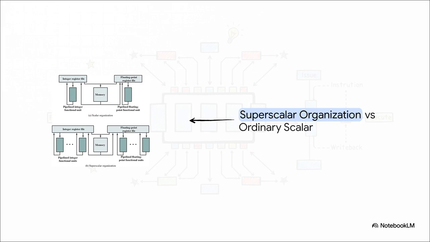If you check out the top organization, a traditional scalar setup has a single pipeline functional unit for integer operations and one for floating point operations. It's essentially one single assembly line. Now contrast that with the bottom. A superscalar organization literally duplicates these functional units. It's exactly like a factory manager deciding, hey, instead of pushing everything down one conveyor belt, we're going to install 3, 4, or even 5 separate conveyor belts right next to each other, running concurrently.